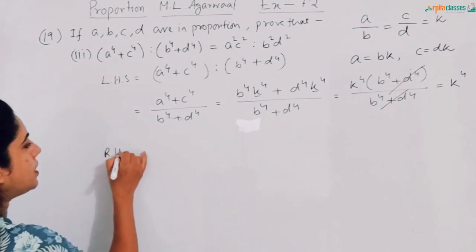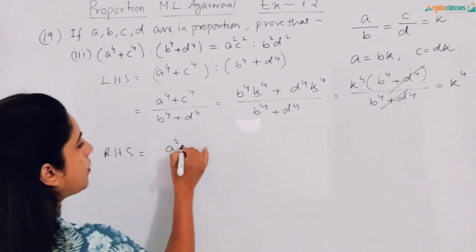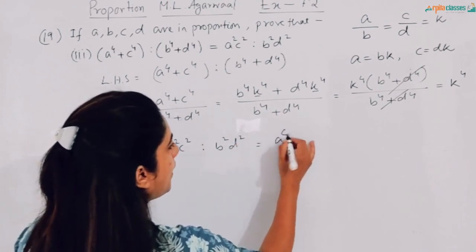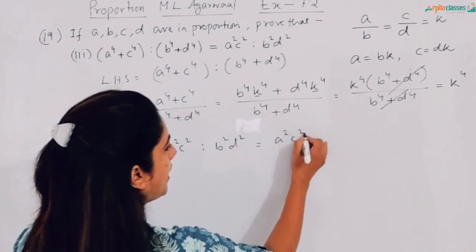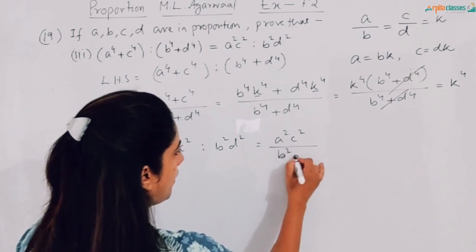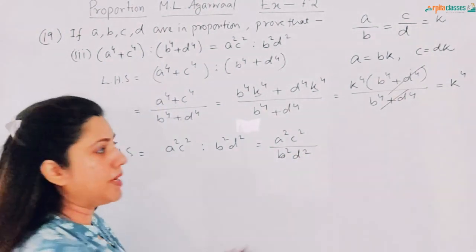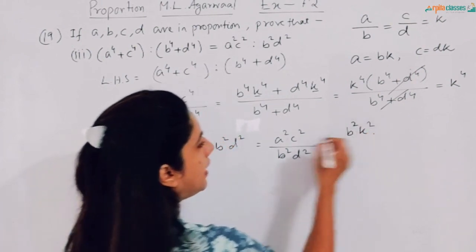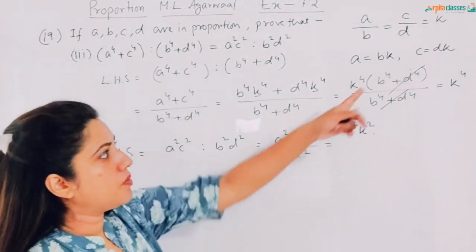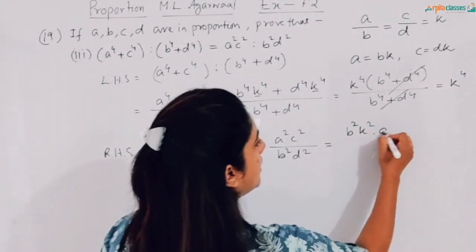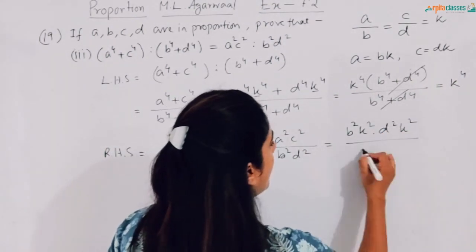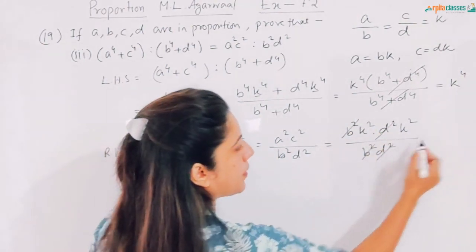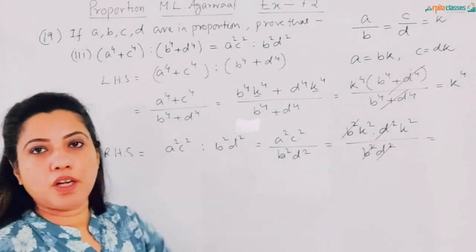Now let us proceed with the right hand side. A squared C squared is to B squared D squared, which means A squared C squared divided by B squared D squared. Now in place of A, we are going to write BK. So it's B squared K squared into C, in place of C we are going to put DK, so it is D squared K squared, divided by B squared D squared. From here, B squared D squared and B squared D squared get cancelled. So it's K squared into K squared.